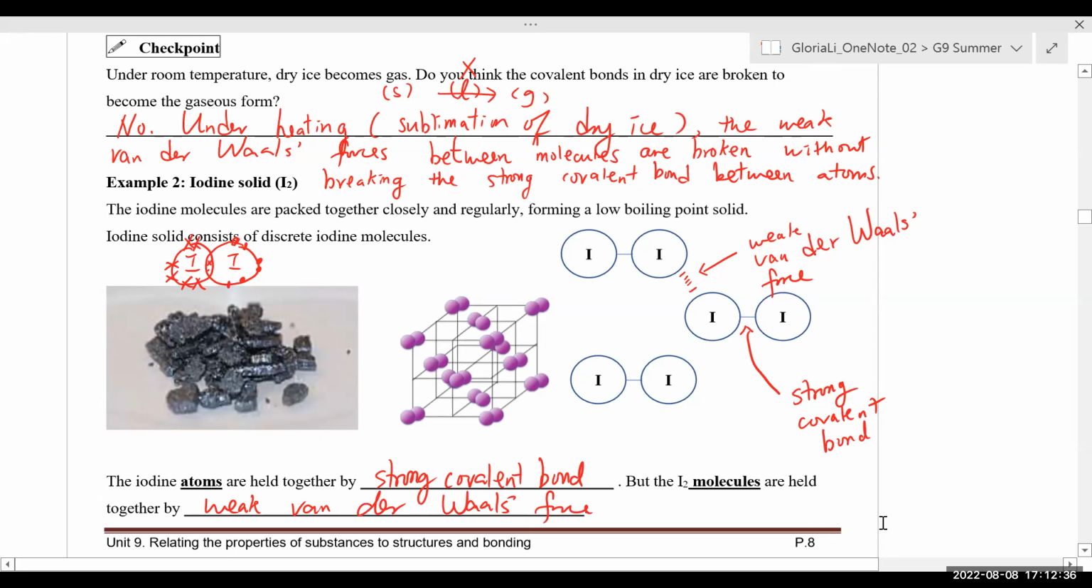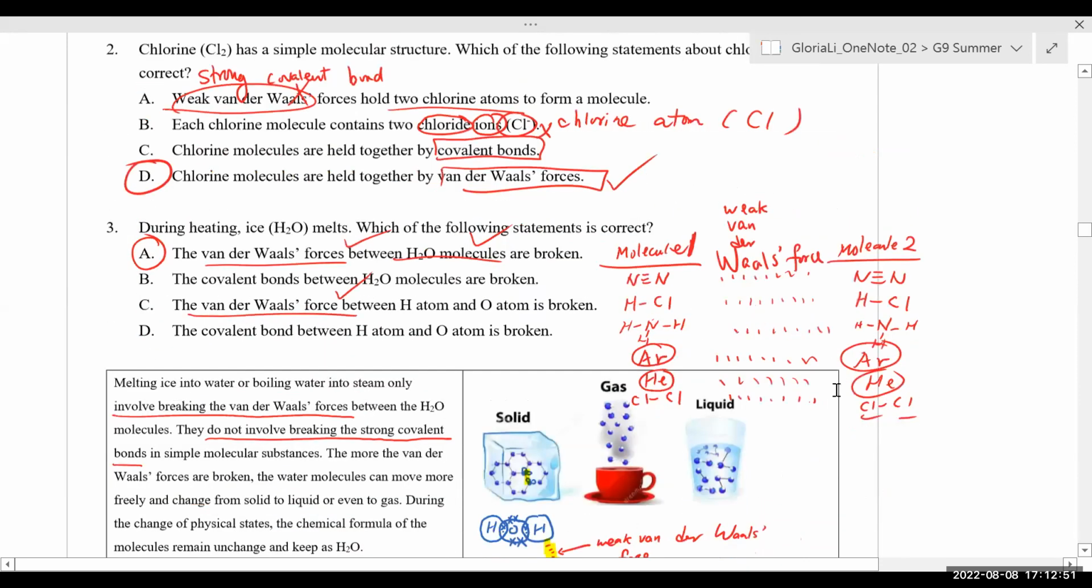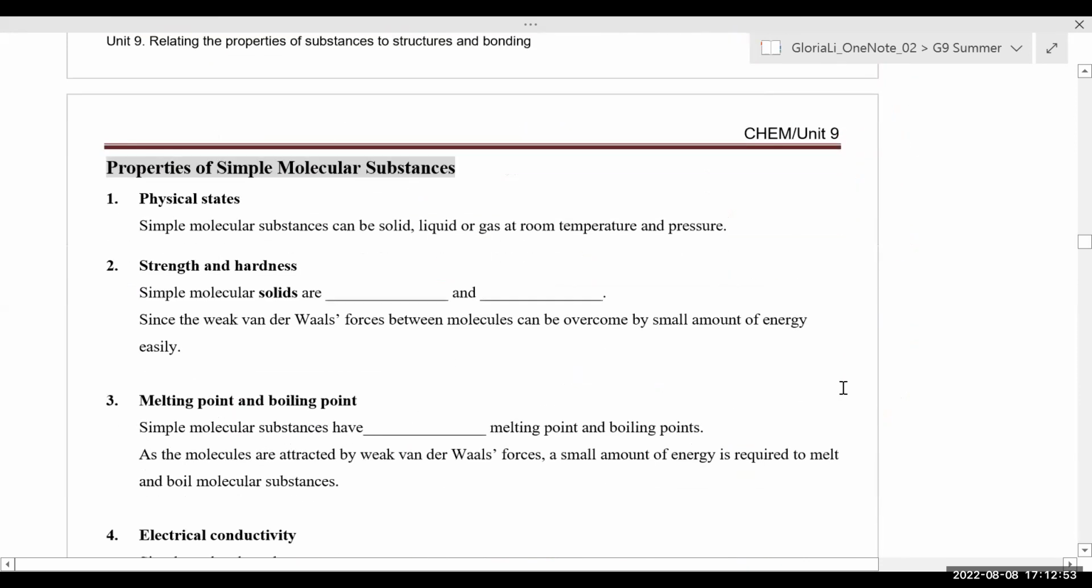Okay. If we understand the simple molecular structure, with molecules formed by non-metal atoms, then we can do the checkpoints. So can you turn to page 10? Based on the structure and also the van der Waals force we have learned, we are able to explain the difference in physical properties of simple molecular substances compared to giant ionic substances.